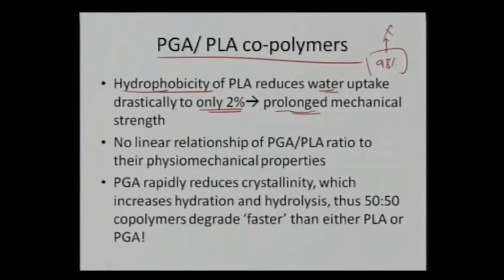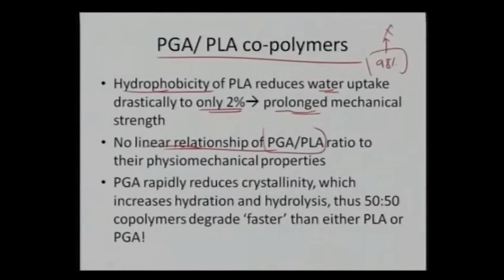So now we can see the mechanical strength has increased, or it is prolonged in time as well. So overall mechanical strength is now sustained for a prolonged duration of time, but at the same time there is no linear relationship in how PGA and PLA will interact and provide certain physiomechanical properties. So there is no direct relationship between the PGA and PLA ratio which can easily predict the overall dissolution rate of this degradable polymer.